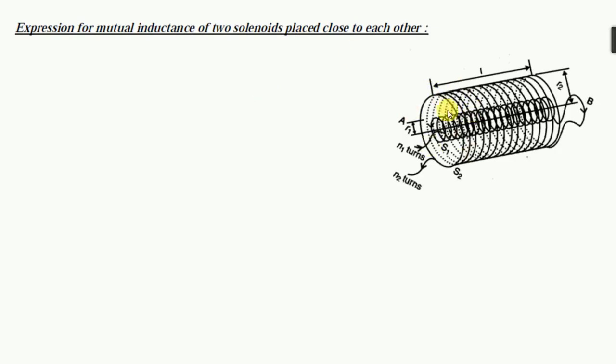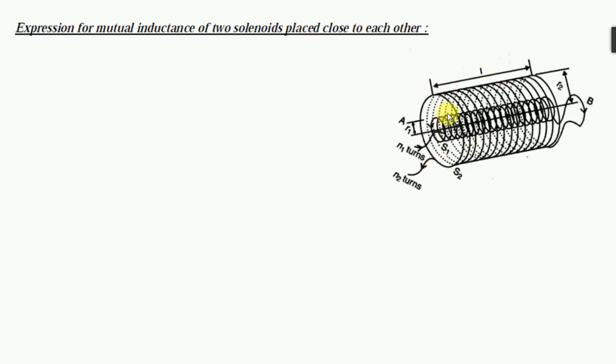So now we'll derive the formula for mutual inductance between two solenoids. So we are considering two solenoids. One solenoid is large and one is the smaller solenoid which is inside the large solenoid, and they are coaxial, meaning their axis is same. The radius of the small solenoid is R1 and the radius of the larger solenoid is R2. Number of turns in the small solenoid is N1 and number of turns in solenoid number 2 is N2, and the length is same for both the solenoids.